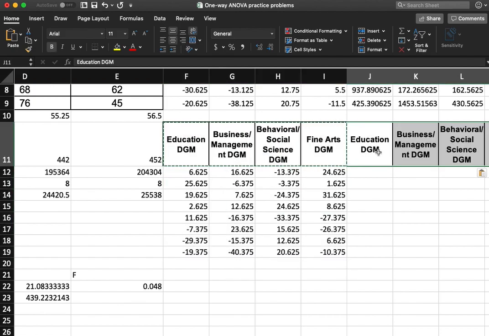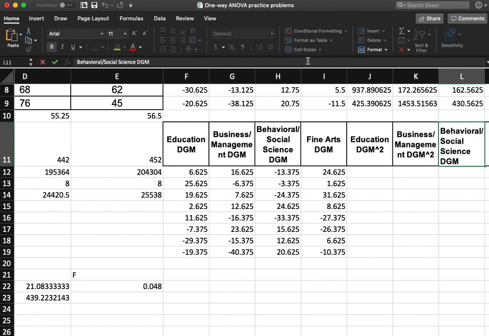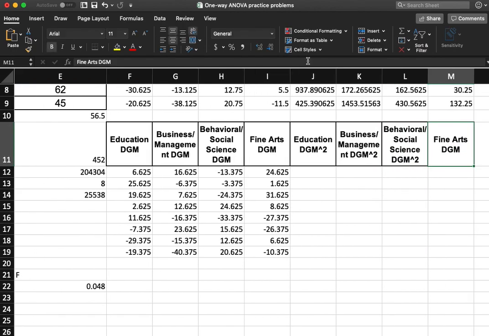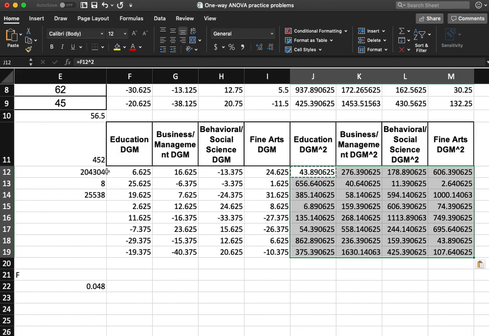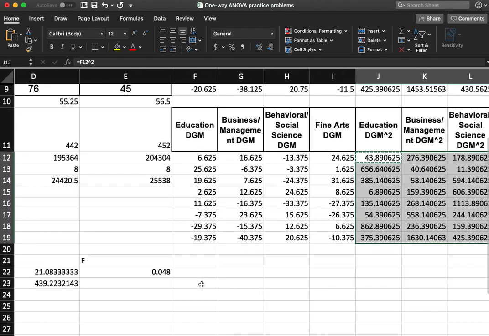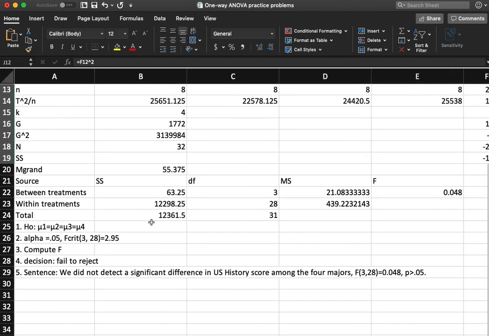And I'm actually going to square these deviations, keeping track of them. The reason I'm doing this is so I can find the total sum of squares by calculating in a slightly different way. So if that equals this deviation squared, and I copy and paste, again, 8 rows for 4 columns, I get a whole bunch of numbers. Those should add up to this number. Let's see if it does.